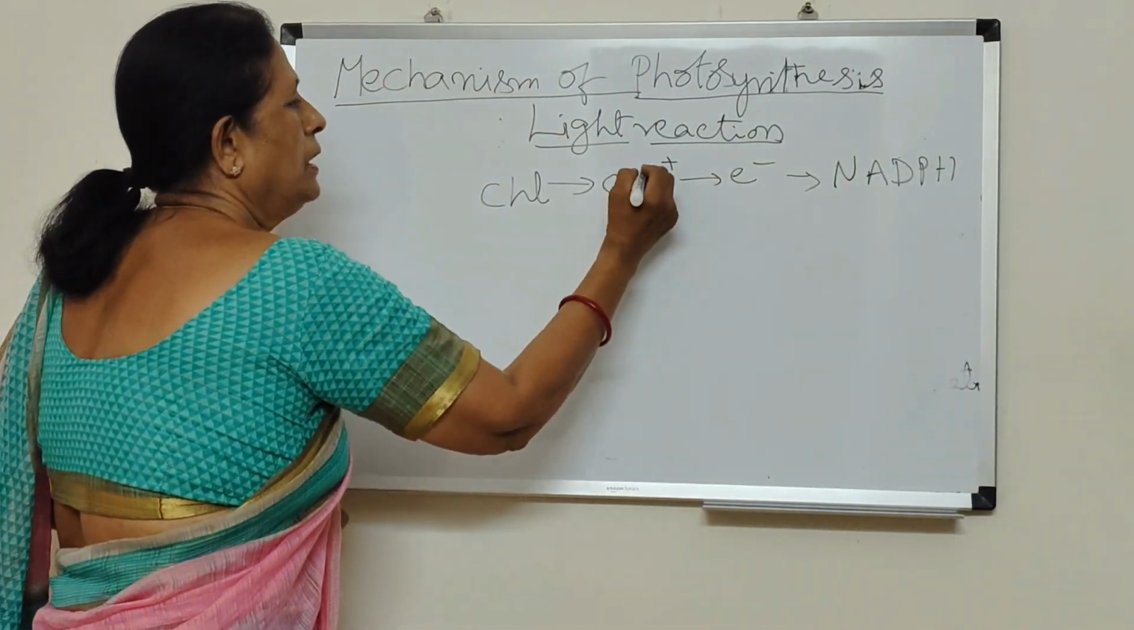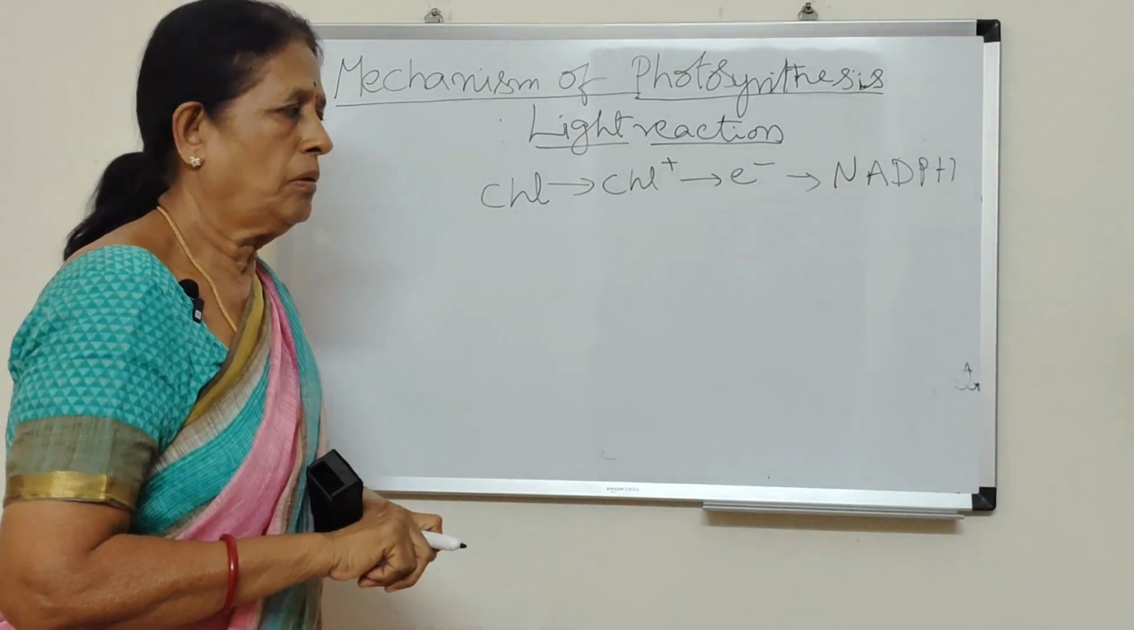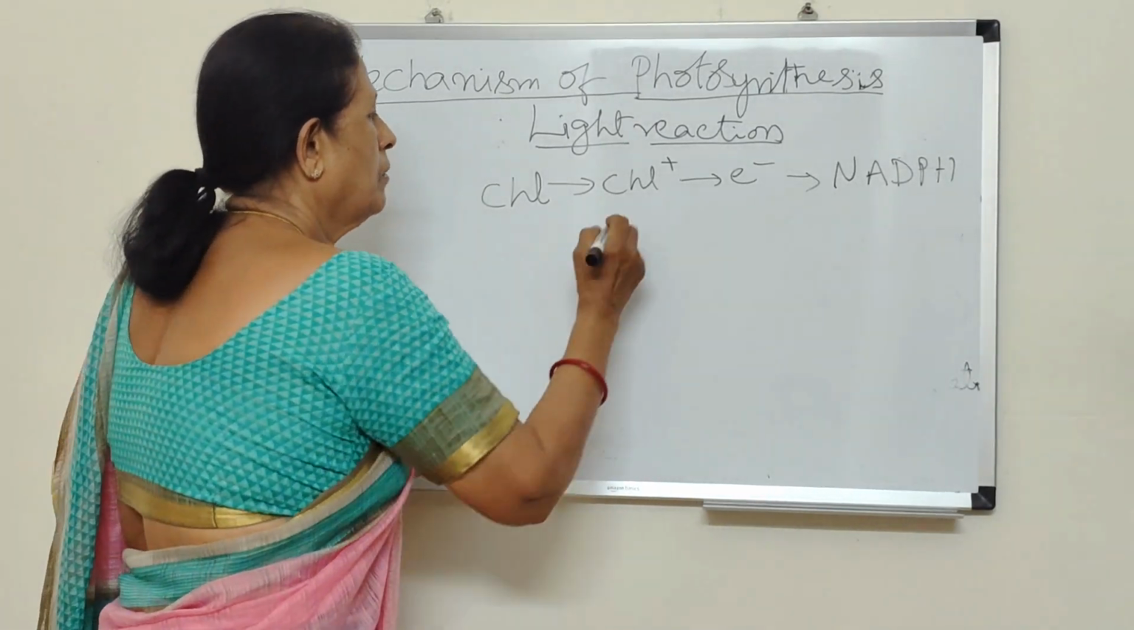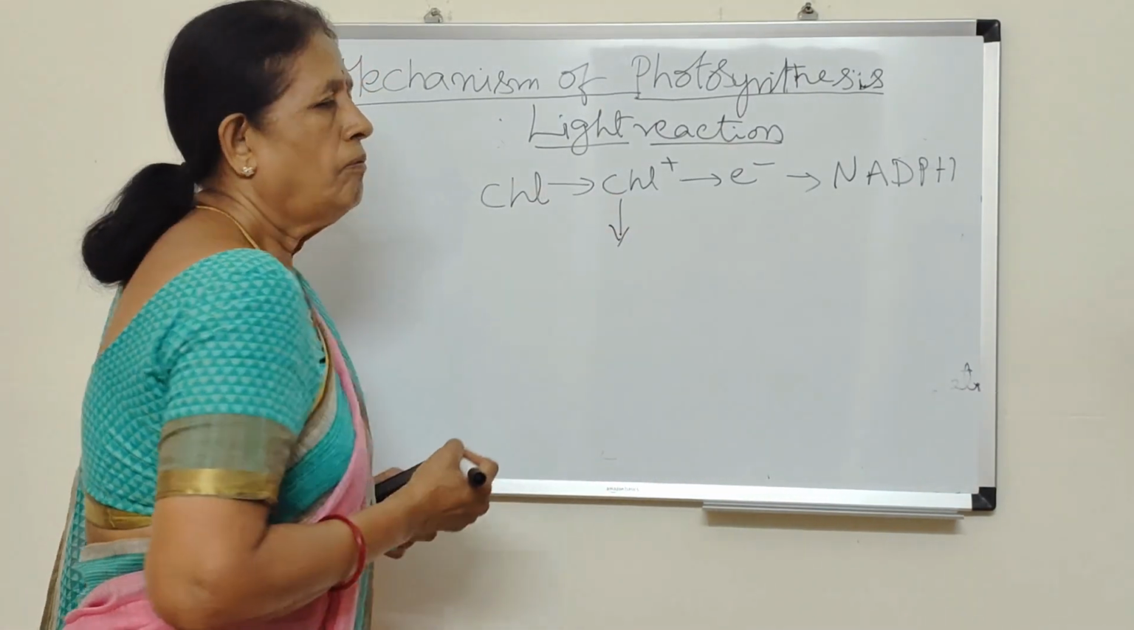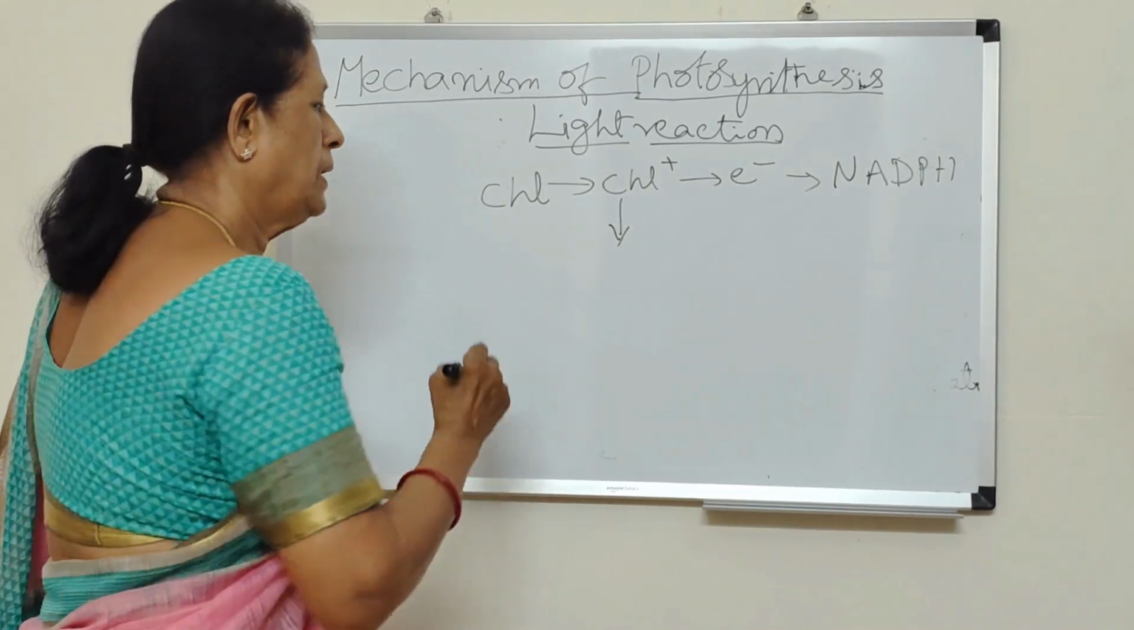One electron is handed over to electron acceptors, finally forming NADPH. So NADPH is formed. What happens to the oxidized chlorophyll molecule? This oxidized chlorophyll molecule will split the water molecule.